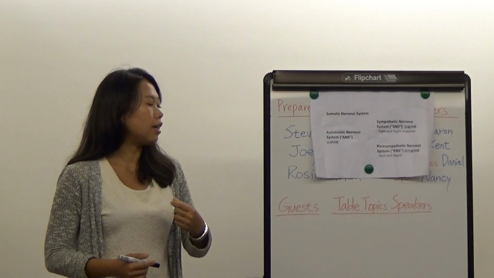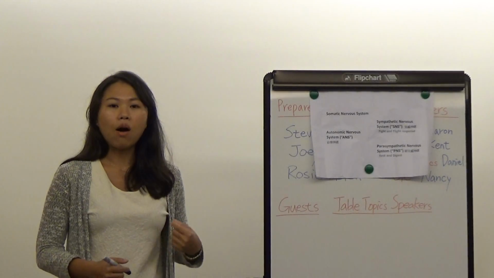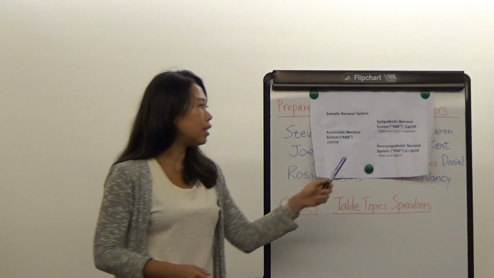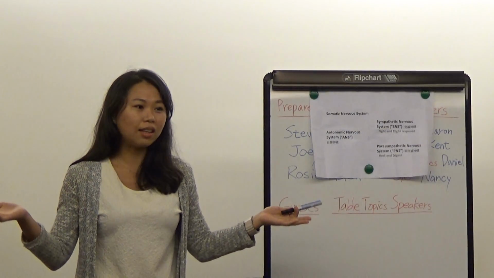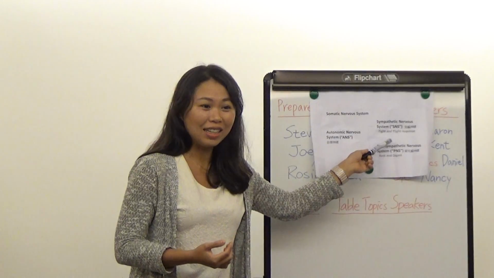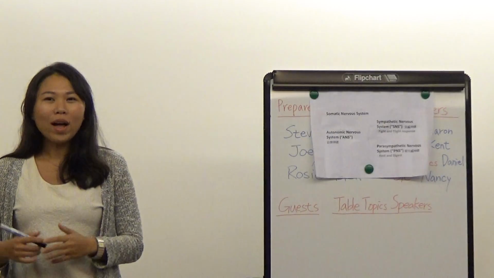Usually SNS stimulates our organs, increasing our heart rate and blood pressure. So it's the so-called fight or flight response. And PNS usually slows down our bodily processes, so it's referred to as rest and digest. When we drink coffee, which nervous system is active? That is the SNS. When I prepared the speech, my SNS was really active. I'm extremely nervous. So let's start.